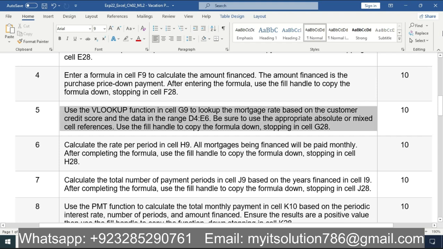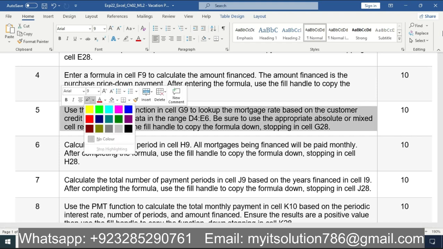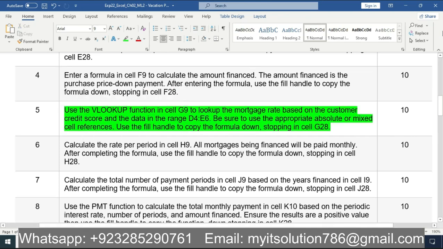So our step number 5 is: use the lookup function in cell G9 to look up the mortgage rate based on the customer credit score and the data in the range D4 to E6. Be sure to use appropriate absolute or mixed cell reference. Use the fill handle to copy the formula down, stopping in cell G28. So in this step we insert the lookup function in G9.